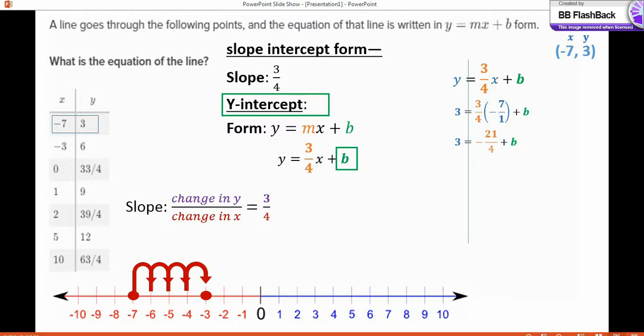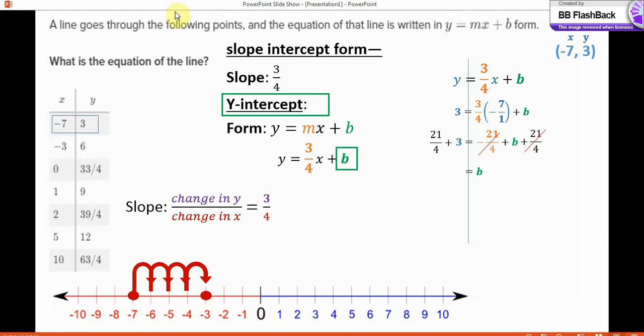Next, I need to get b by itself. So what I'm going to need to do is get rid of this -21 over 4 that's being added to my b. I'm going to do that by adding +21 over 4 to both sides of my equation. After I do that, +21 over 4 is going to cancel -21 over 4, and I'm going to only be left with b on that side.